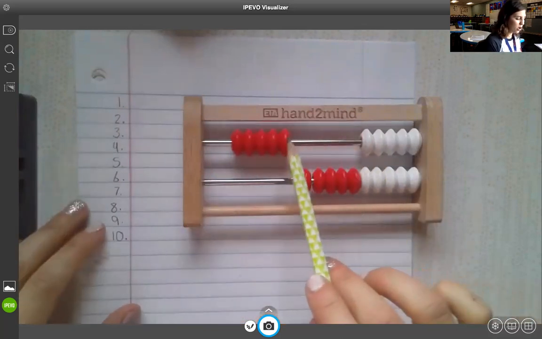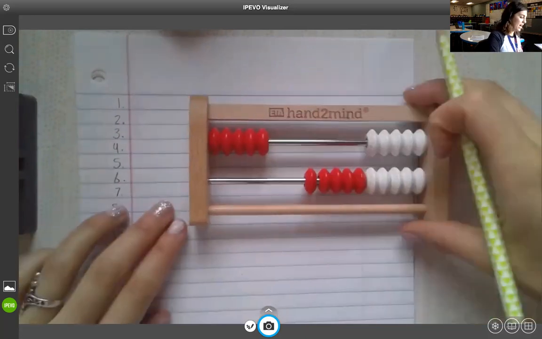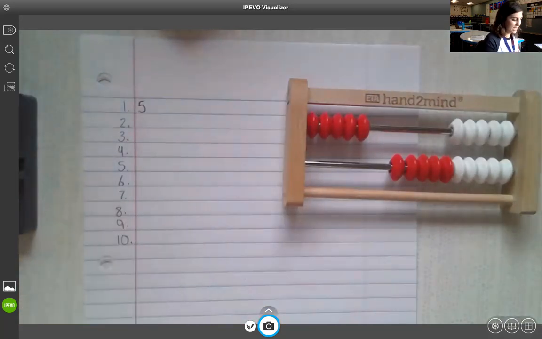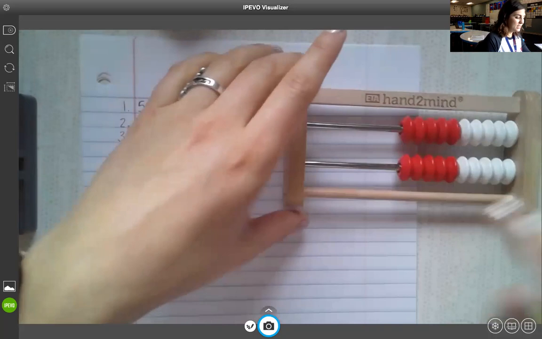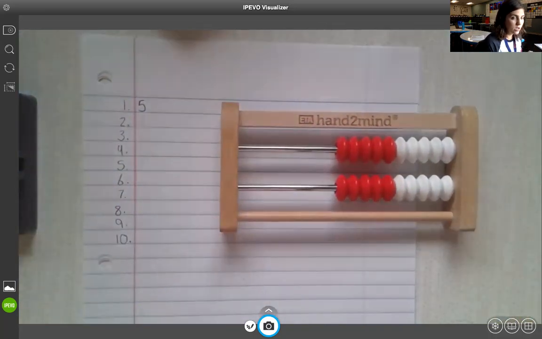If I push over all of the red beads, it's going to be how many? Pause the video if you need to. 5. So I'm going to write 5 on number 1. This is what we're doing today. So this is called a quick look. If you can, try not to pause the video. You're going to try seeing if you can count these and then write them.